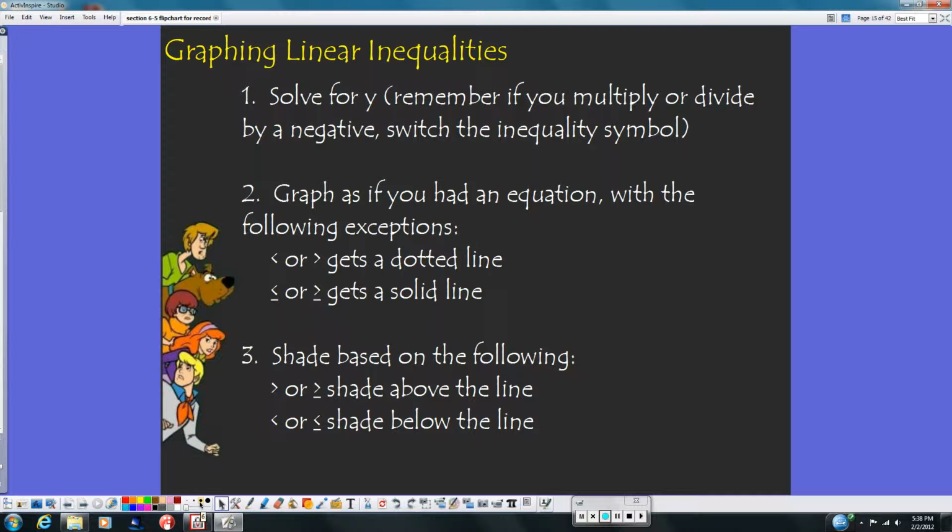If you have just greater than or just less than, you are going to graph using a dotted line. And if you have less than or equal to or greater than or equal to, then they're going to get a solid line. And the last thing is since we're not graphing an equation, we're graphing an inequality, we have to do shading. If you have greater than or equal to, you shade above the line. And if you have less than or equal to, you shade below the line.